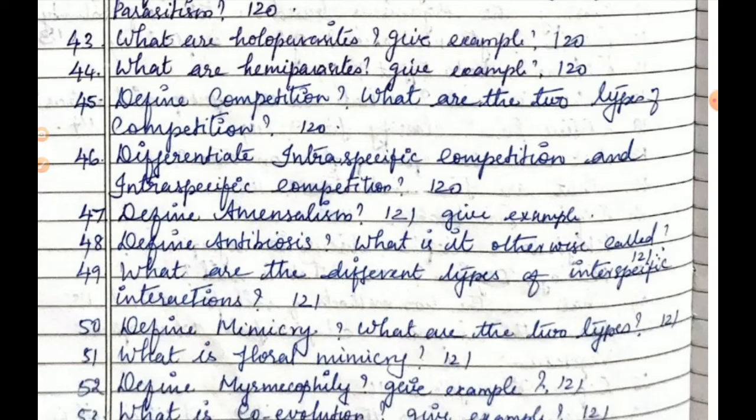The next question is: what is floral mimicry? Floral mimicry is usually for inviting pollinators. Example, given below the diagram: the plant Orchis is an orchid. The flower looks like a female insect to attract the male insect to pollinate it, and this is otherwise called floral mimicry. You can write that line also for floral mimicry with the example.